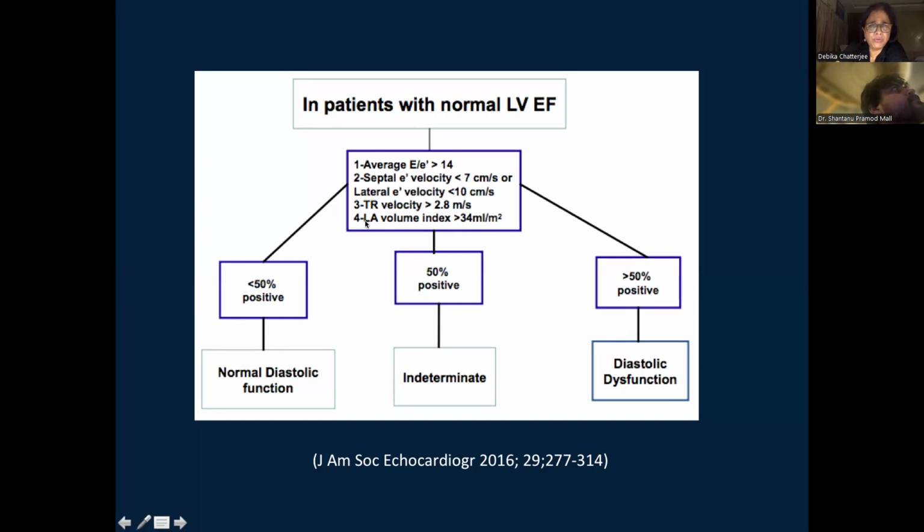Now, out of these 4, if more than 50% is positive, that means 3 criteria are positive, then we say the patient is having diastolic dysfunction. If less than 50% positive, then we say it's normal diastolic function. If the 50% is positive, like 2, then we say it's indeterminate. So this is the chart given by ASE.